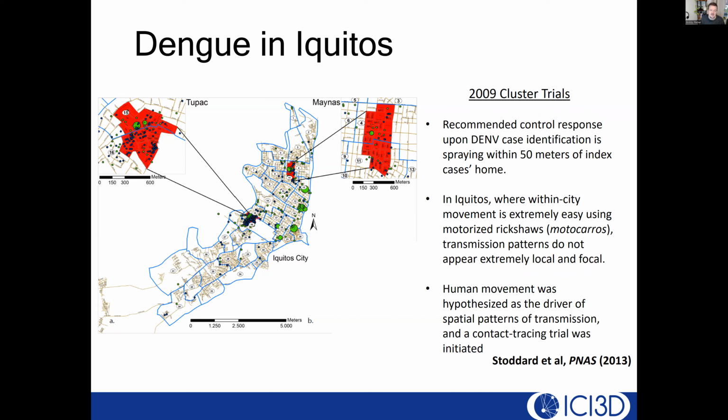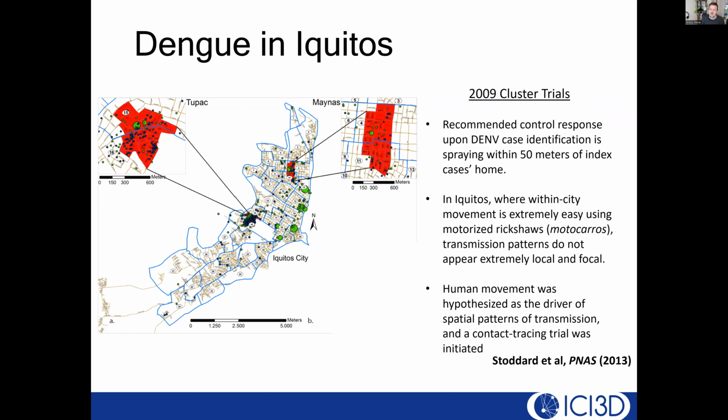Iquitos is about a 15 by 5 kilometer sized city. Movement within the city is extremely easy. So there's no real restrictions on where people can go. We also had noticed by that time that transmission patterns weren't extremely local or focal.